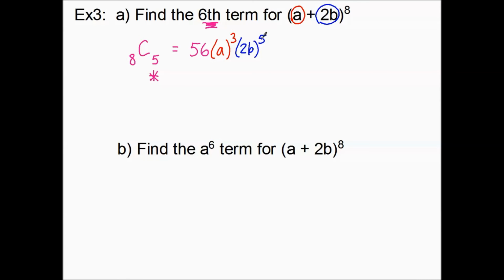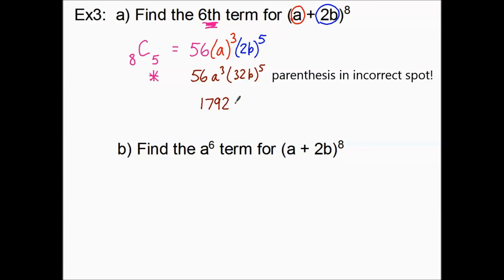Okay, so that's our setup. Now we need to do our math. So we're going to do our 56, of course. This becomes a cubed, and this becomes 2 to the 5th, which is 32, and b to the 5th. Multiplying all this together, which is the 56 times the 32, we get 1792, and the a cubed and the b to the 5th. This is the 6th term for this expansion, and a whole lot faster way of finding it than Pascal's triangle.